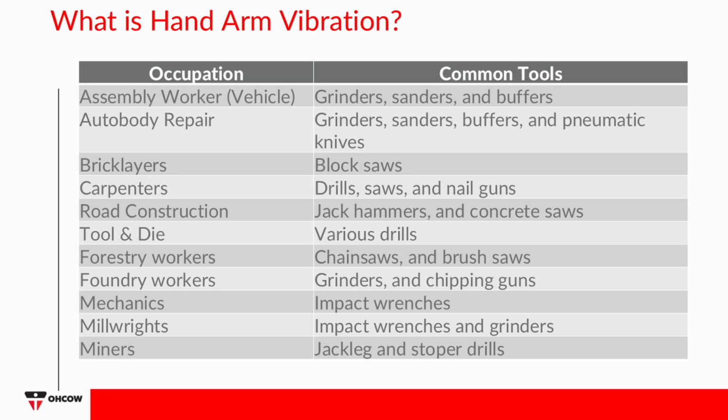Autobody repair: grinders, sanders, buffers, and pneumatic knives. Bricklayers: block saws. Carpenters: drills, saws, and nail guns. Road construction: jackhammers and concrete saws. Tool and die: various drills. Forestry workers: chainsaws and brush saws. Foundry workers: grinders and chipping guns. Mechanics: impact wrenches. Millwrights: impact wrenches and grinders. Miners: jackleg and stopper drills.